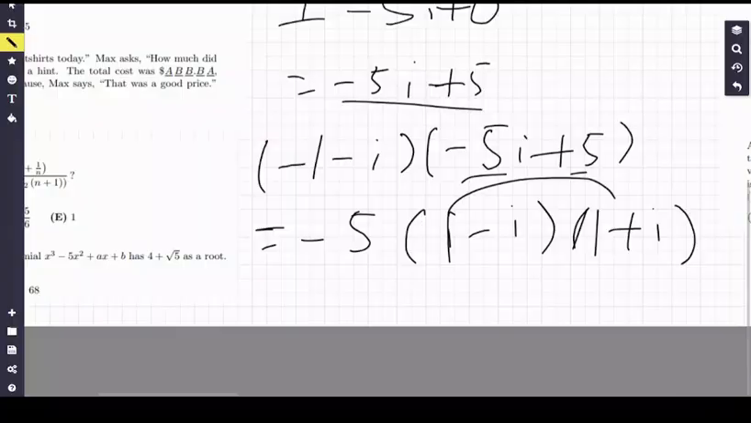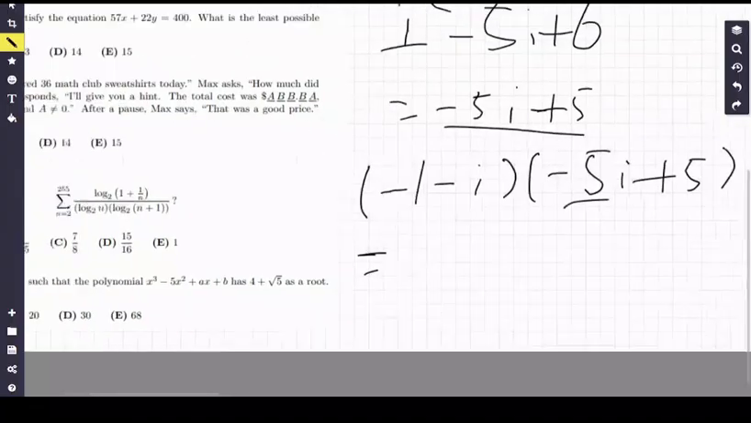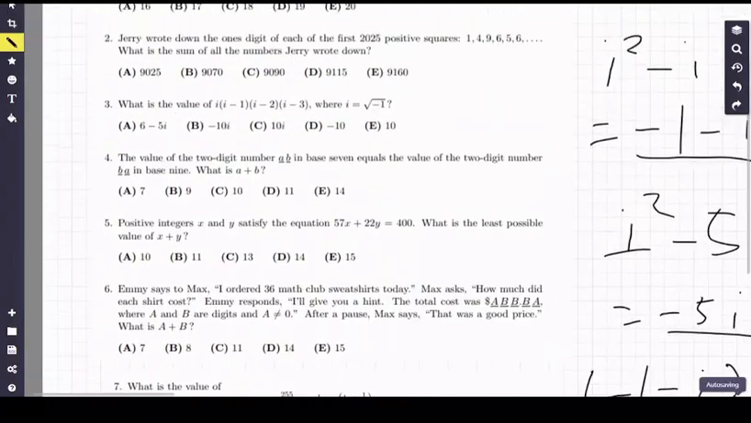And this we can expand again. So 1 plus i minus i and minus i squared. So 1 minus negative 1 is actually plus 1. Yeah, so it's 2. This is 2 here. And negative 5 multiplied by 2, you will go ahead and get negative 10. And that will be your answer, which is D.